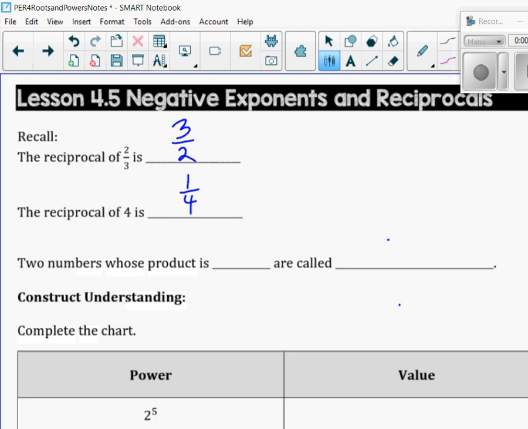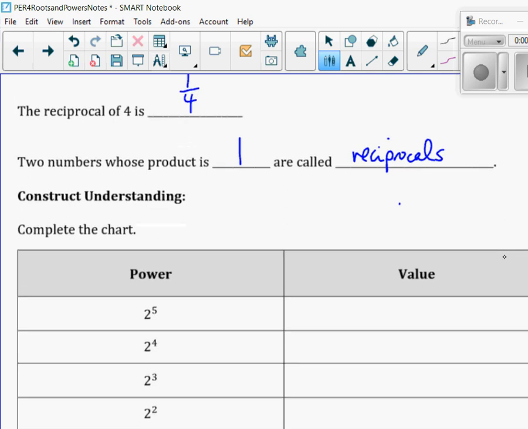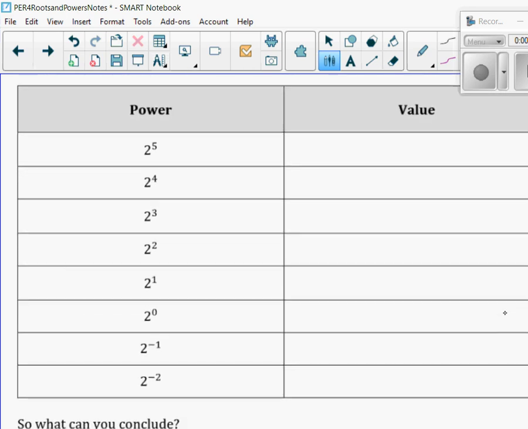Two numbers whose product is 1 are called reciprocals. That's the true definition of a reciprocal. So 4 times 1/4 is 1. 2/3 times 3/2 is 1. Okay? So we're going to figure out what negative powers do to the number.